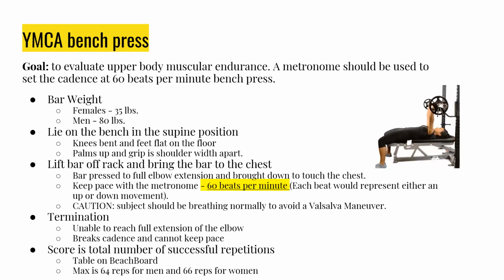For the YMCA bench press, this is to evaluate the upper body muscular endurance, and you're also going to be following a metronome to a cadence of 60 beats per minute for the bench press. So it's going to be for females, the barbell 35 pounds, and for men at 80 pounds. You're going to be following that metronome at 60 beats per minute when you go down, up at that beat, right? Each beat will represent either the up or down movement, beat, beat, up, down.